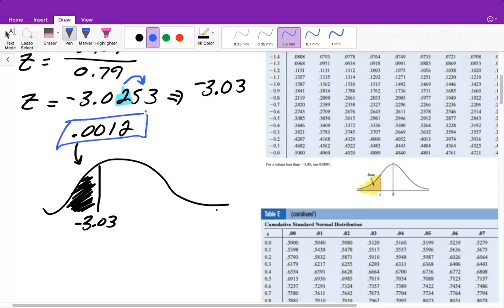You can write it like this, or if you wanted to, you can times it by 100 to give me 0.12%. So you can write it as a percentage, or you can just leave it as a decimal. Either one is acceptable.